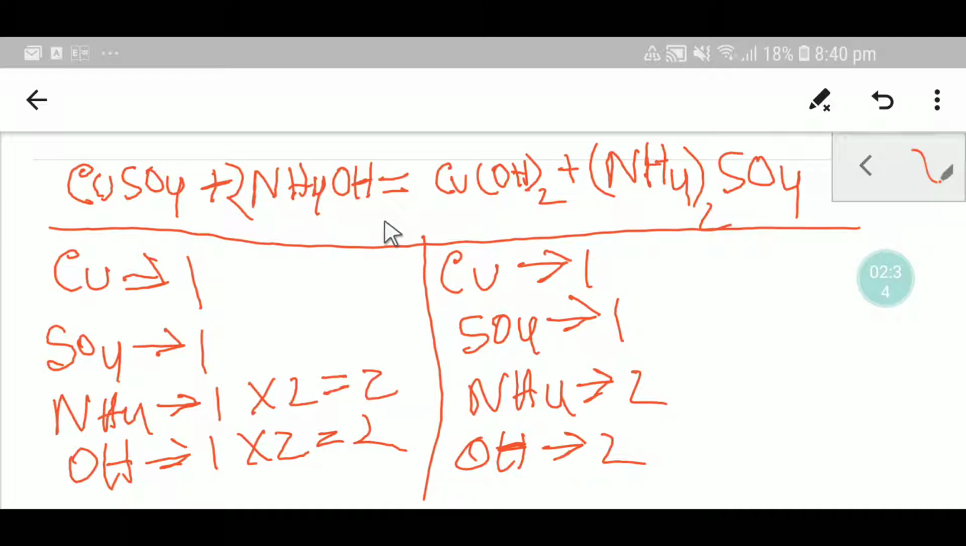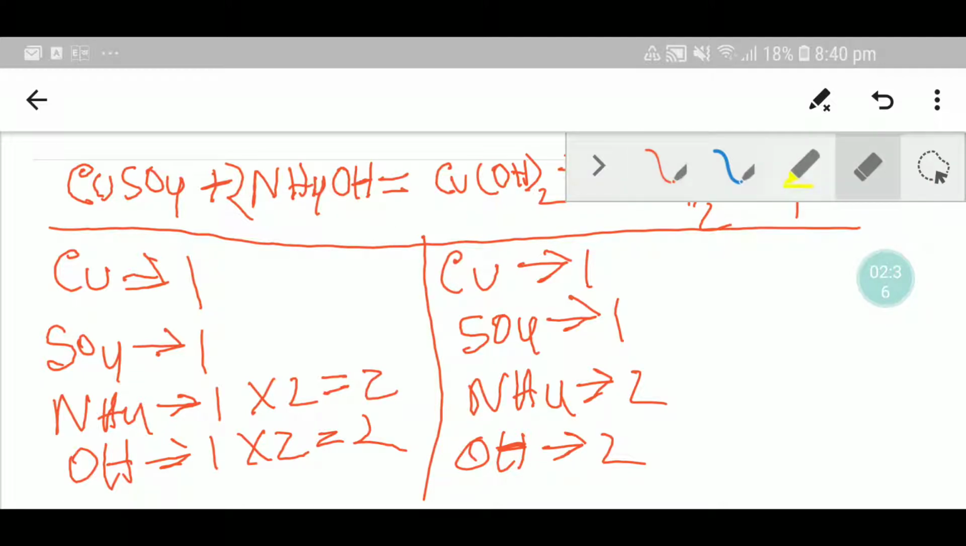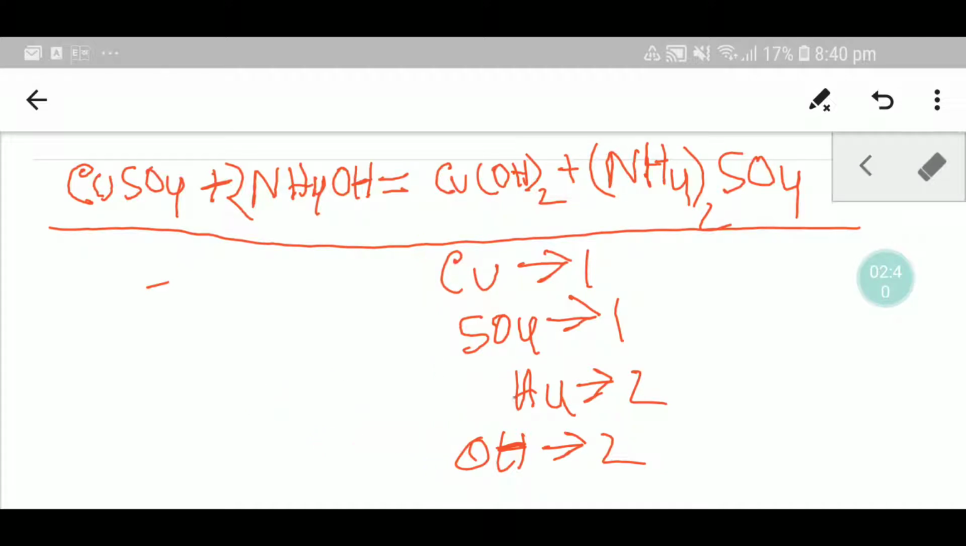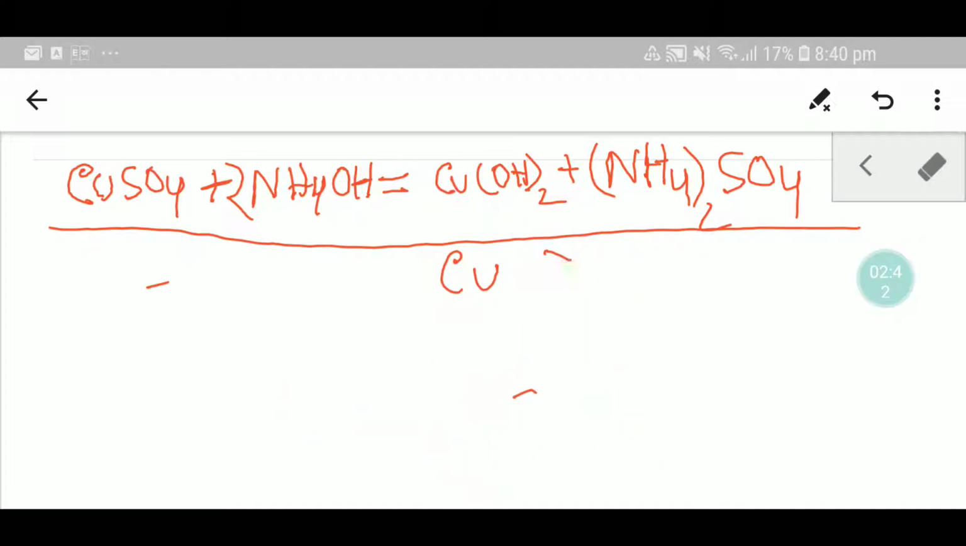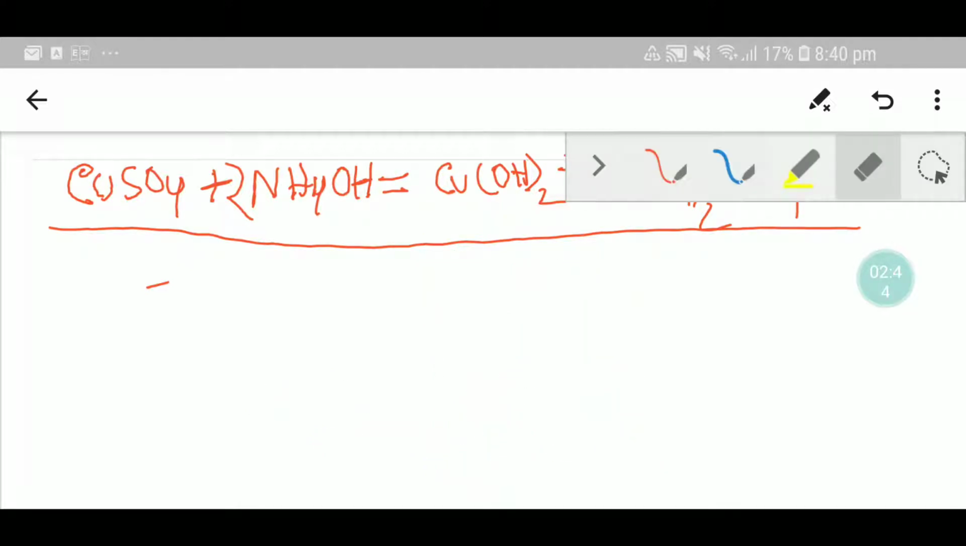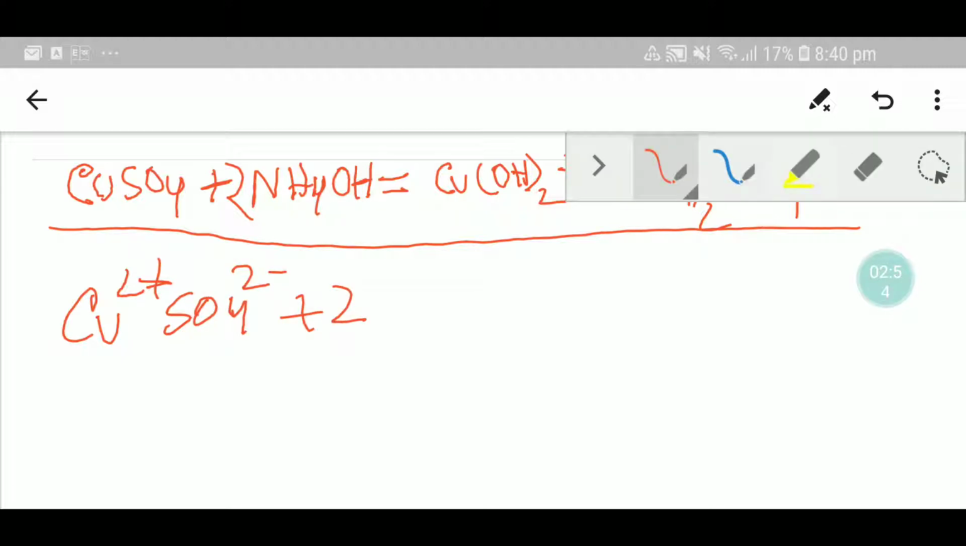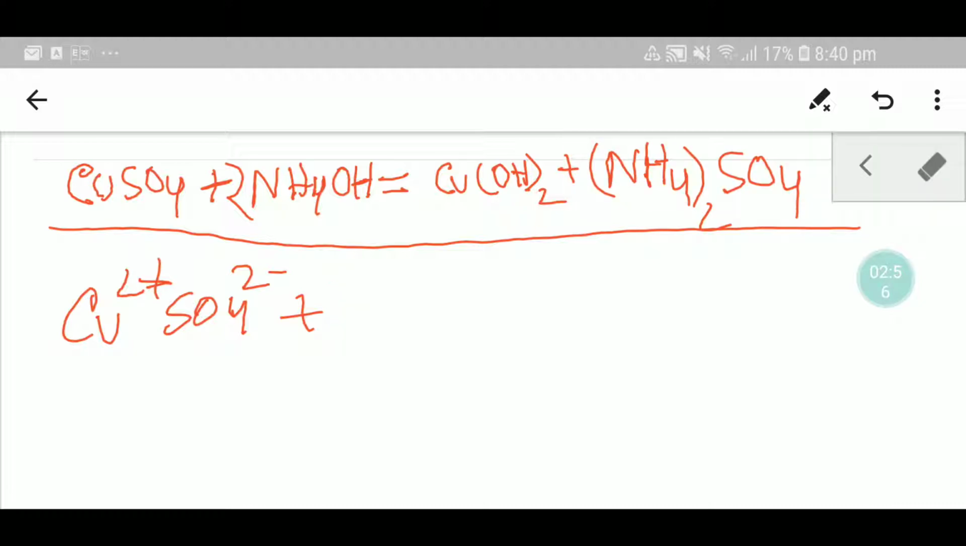Let me show you now the second way to balance this equation. I think the second way will be very helpful in your exam hall. So how to do that? You know that copper has 2 plus here and sulfate is 2 minus, right? And ammonium is 1 plus and hydroxide is 1 minus.